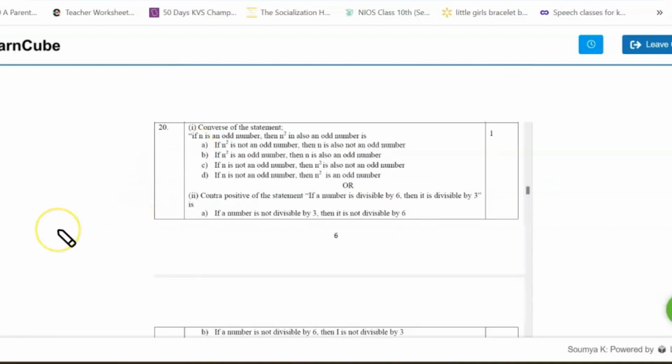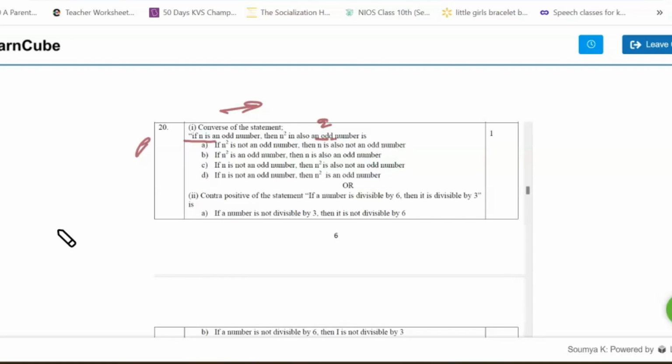Next question is converse of the statement, if n is an odd number then n square is also an odd number. So which one is the statement, you have to find out. So before that you have to know what is converse of a statement. For example, it is exchanging the position of P and Q. If two statements are given P and Q, let's consider the first one is P and the second statement is Q. In that case, the first statement becomes the second, and the second becomes the first, like we are exchanging their position.